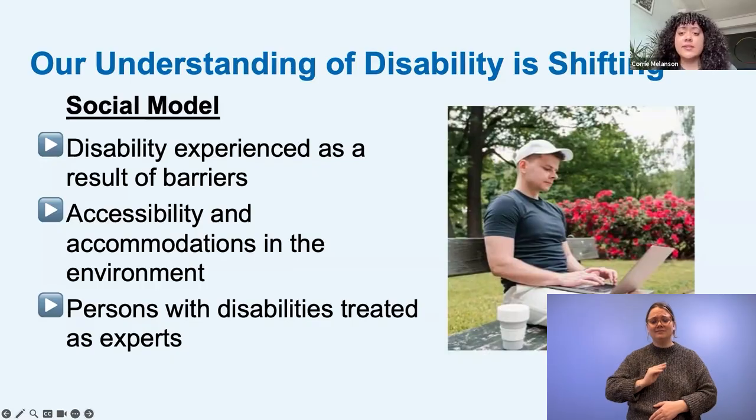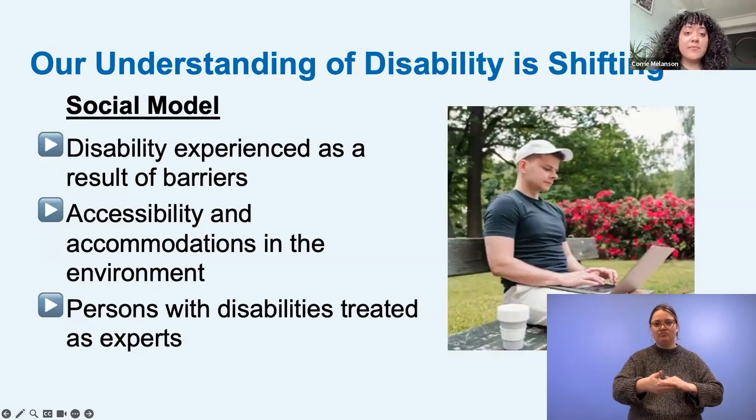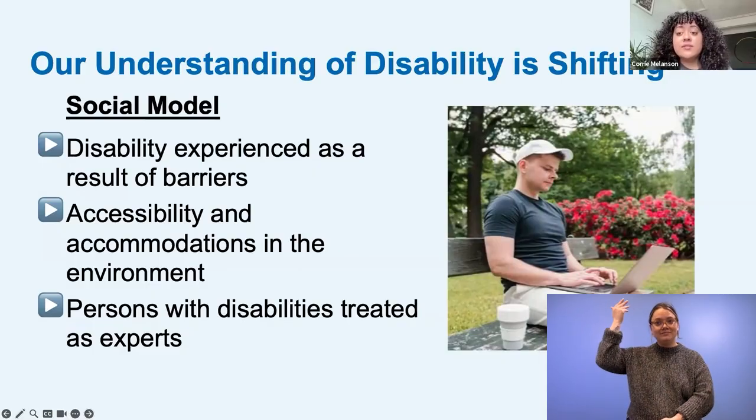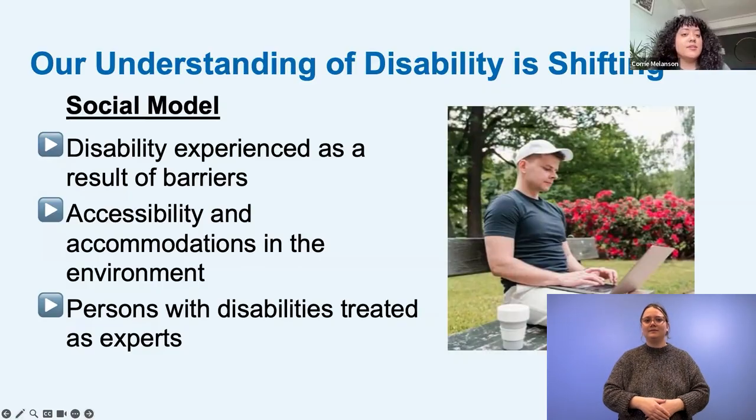And so on the slide, there is a photo of the same man that we saw in the last slide, seated on a bench, but this time with a coffee beside him and a laptop in his lap. This is to display the social model, that we see the full person and not just a person's disability.